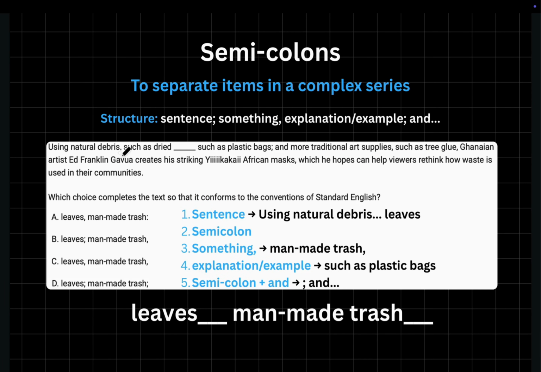"Using natural debris, such as dried leaves, man-made trash, such as plastic bags, and more traditional art supplies, such as tree glue, Ghanaian artist Ed Franklin Gavua creates his striking Yikakai African masks." So I'm just gonna read until here. But as you saw, it looked and sounded pretty weird. And there was a semicolon plus the word "and" a little after the blank, which means the correct choice is the one with the semicolon.